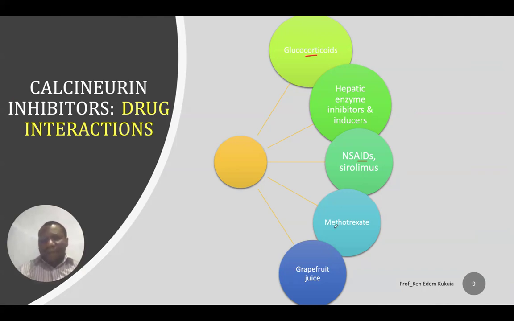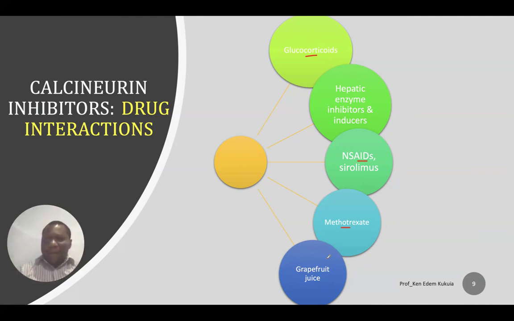We also know that there could be interaction involving the calcineurin inhibitors and methotrexate. Then, lastly, interaction between calcineurin inhibitors with grapefruit juice. Now, please remember that grapefruit is not the same as grapes. Grapefruit looks like orange. Now, the juice from this fruit, within the juice, we have certain molecules that have the tendency to inhibit various metabolizing enzymes.